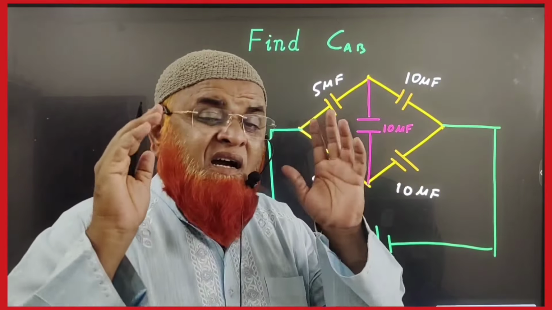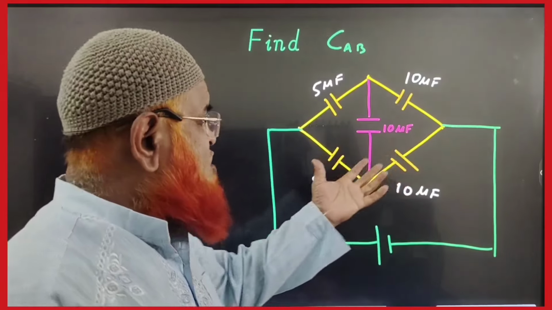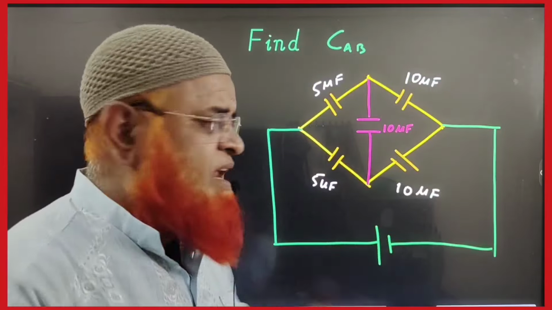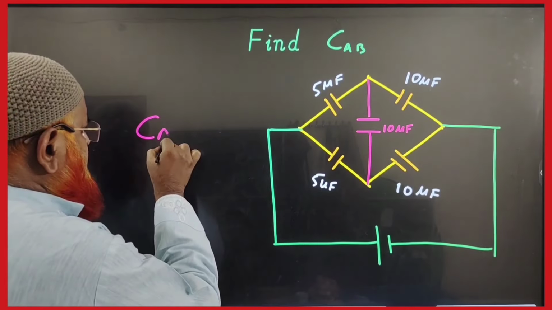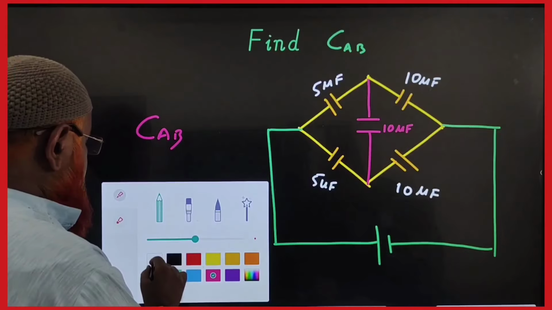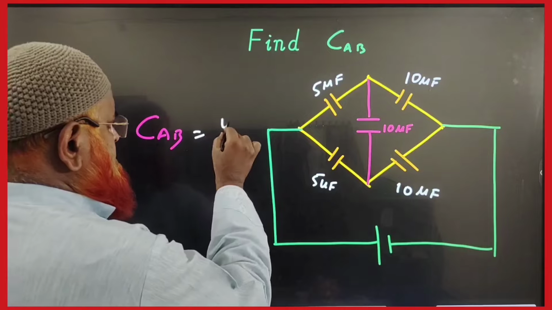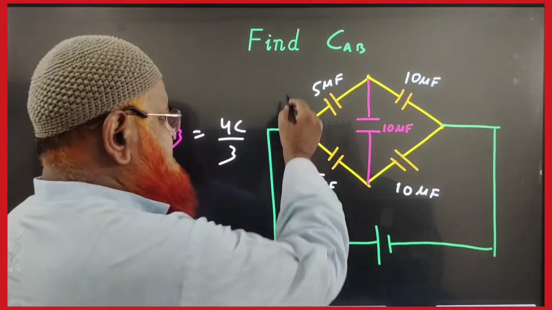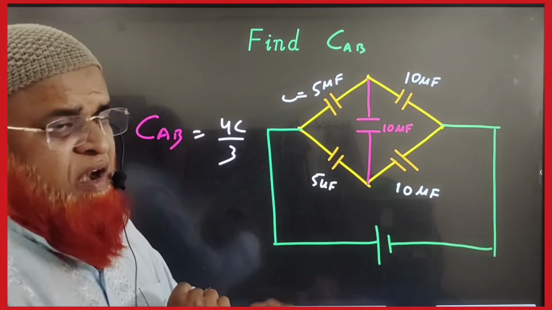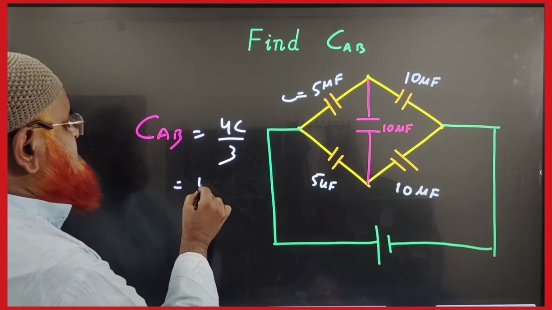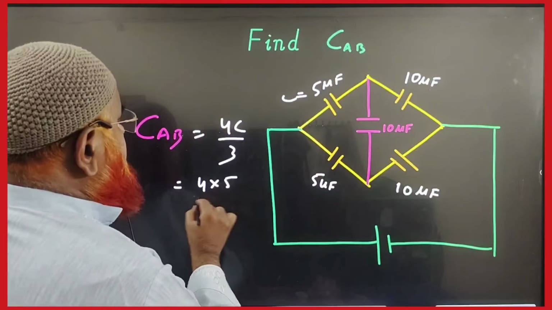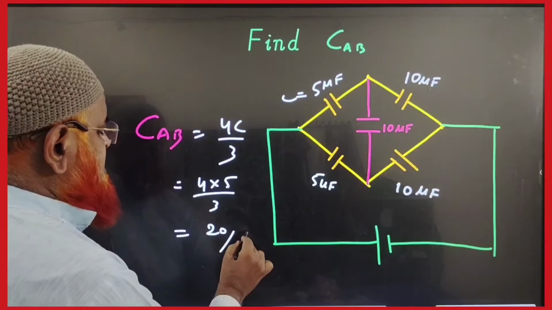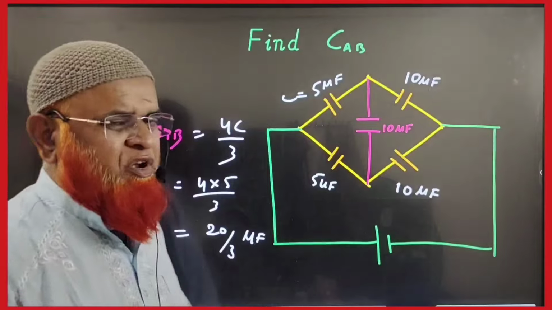My dear students, some of the students asked me what is a short trick to find out C across AB in this type of circuit. Then I told them a very simple thing: C across AB can be taken as 4C by 3. This is going to be your short trick here. That's it. Where C is equal to 5 microfarads. It's very simple. You can just write 4 into 5 by 3. That means 20 by 3 microfarads is going to be your answer.